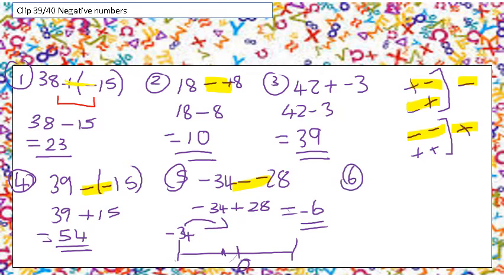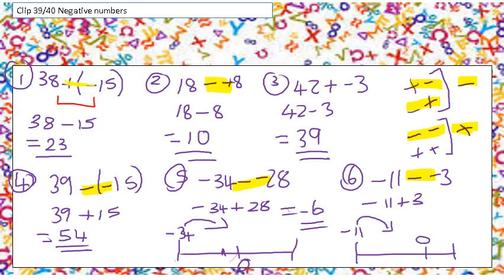And the final one, minus 11 minus minus 3. Same thing again. Let's go up, have a look. We've got two minuses next to each other. Two minuses means that you're going to add. So we do minus 11 plus 3. Follow the same sort of method. If that was 0, I've got to add 3 onto minus 11. So it would go minus 10, minus 9, minus 8. So 1, 2, 3. It will go up to minus 8. So the answer to this is minus 8.